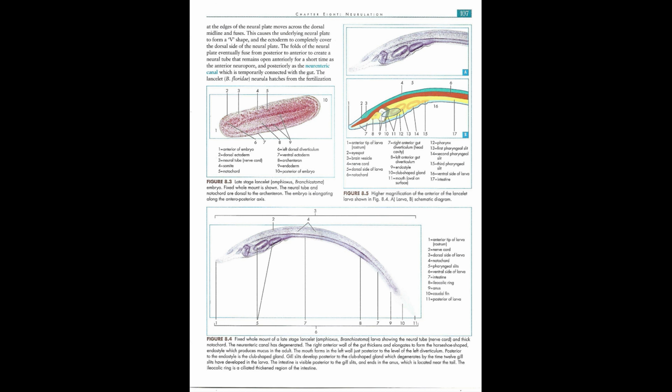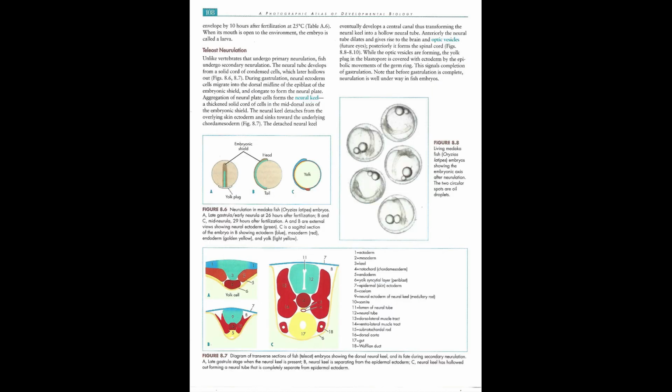The lancelet, B. floridae, neurula hatches from the fertilization envelope by 10 hours after fertilization at 25 degrees Celsius, Table A.6. When its mouth is open to the environment, the embryo is called a larva. Teleost neurulation. Unlike vertebrates that undergo primary neurulation, fish undergo secondary neurulation. The neural tube develops from a solid cord of condensed cells, which later hollows out, Figs 8.6, 8.7.